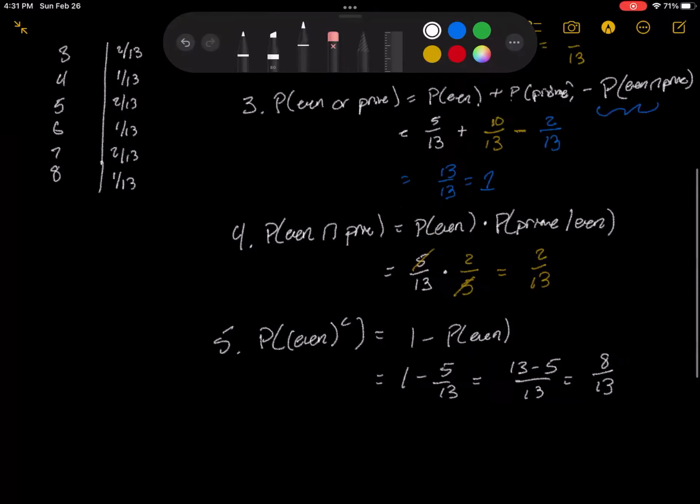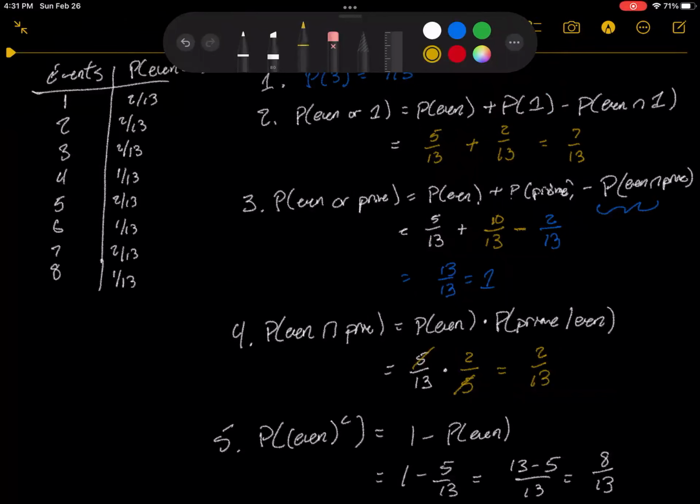Right? Or if we go back up to the table and just think about it for a minute, what's the probability of not being even? Well, it's being an odd number. So 1, 3, 5, or 7. So that's 1, 2, 3, 4, 5, 6, 7, 8, right? 8/13 of my space.